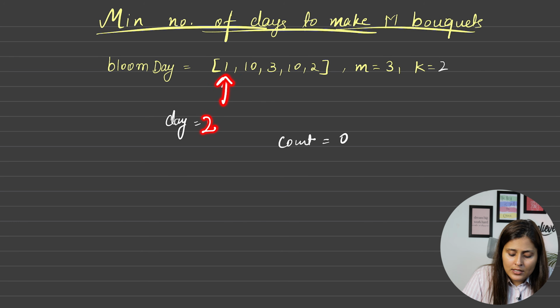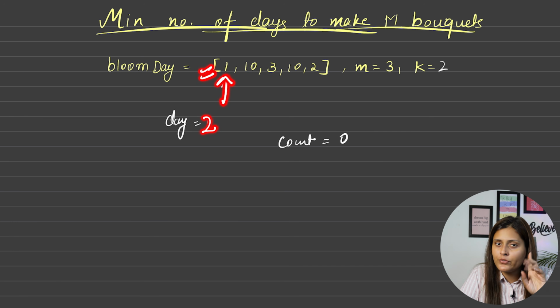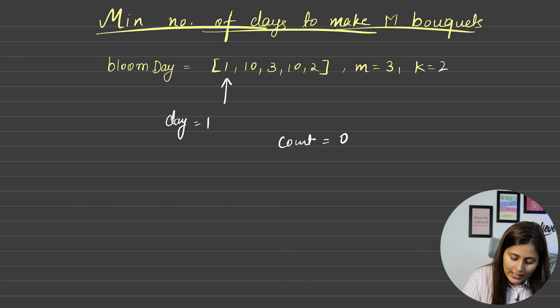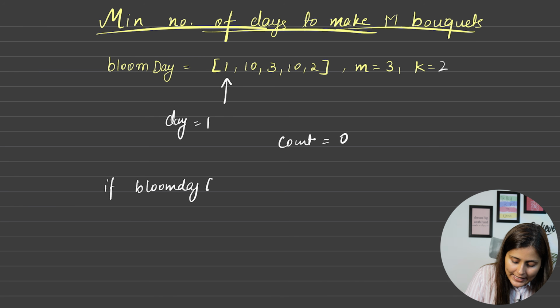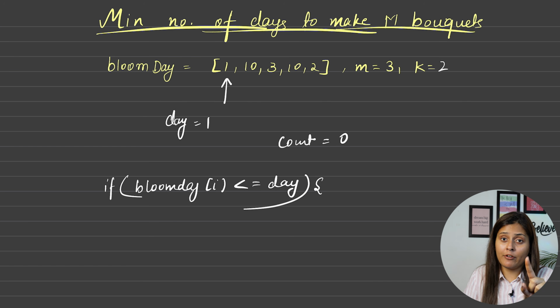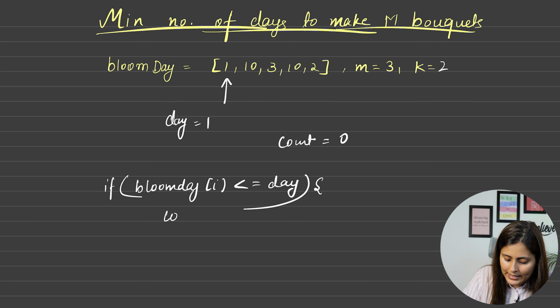So definitely this flower says, hey, I will bloom on the first day itself. So if you are coming on the second day, you can definitely pick me, correct? Because it is less than. So can I say that if bloom day of i is less than or equal to the day for which you are checking, then we can definitely pick this flower because it is adjacent also. So we will increase our count, correct?